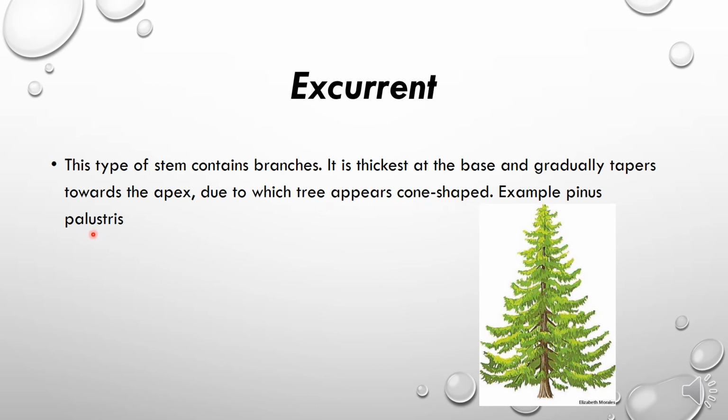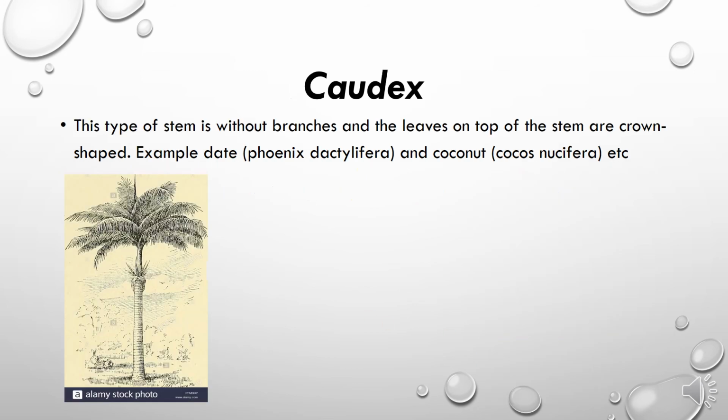Examples are Pinus palustris. In most of the pinus trees, they have such type of branching, as we have discussed earlier. This type of branching is called racemose or monopodial branching, and such a tree which has this type of branching is called an excurrent tree.